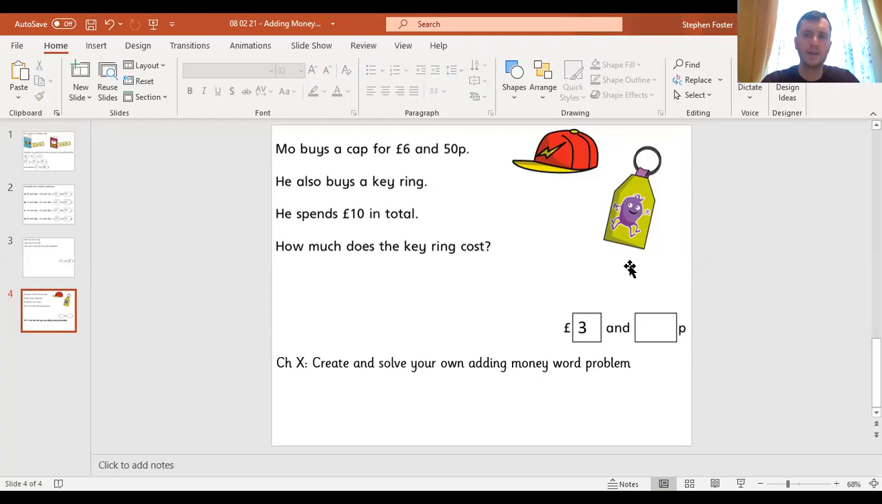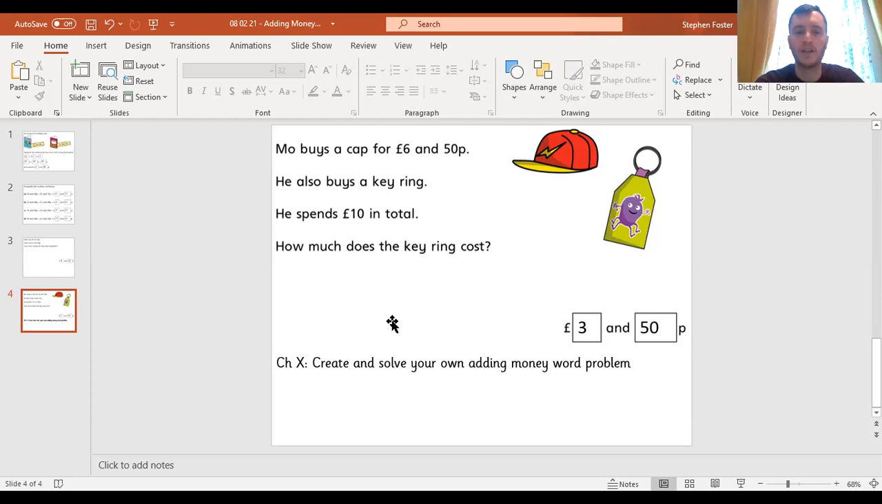But I'm at £9.50. How many more pence do I need to get to £10? Now let's recap. There's 100 pence in a pound. I've already got £9.50. How many more do I need to get to the next pound? It'd be another 50 pence. So this is going to be £3.50. £6 plus £3 is £9. 50p plus 50p is 100p. Oh, that makes an extra pound. That works. That would give us £10 in total.